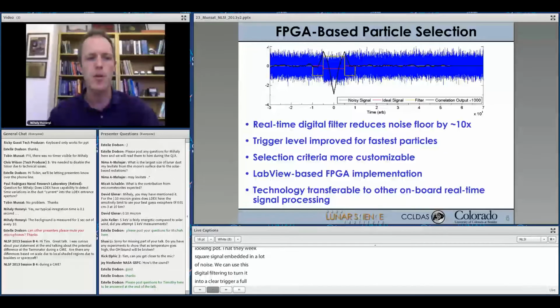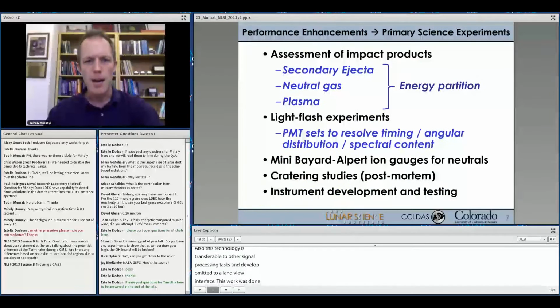Now, if you want all the details of how this is done, you can watch for a paper which is coming out hopefully soon by another one of my graduate students, Evan Thomas. So that'll be published, well, let's just say eventually. Now, there's a few implications of this. Obviously, it helps us to use fast particles that we couldn't access otherwise. And it also helps us to customize the selection criteria in fancier ways because we can program them right onto the chip. And also this technology is transferable to other signal processing tasks. And it's all implemented through a LabVIEW interface. Like I said, this work was done by a graduate student, not by a senior engineer.